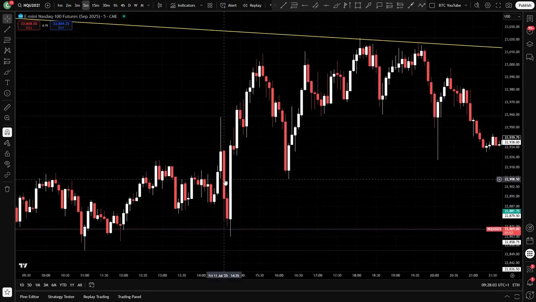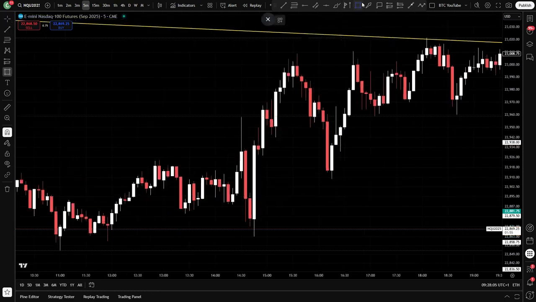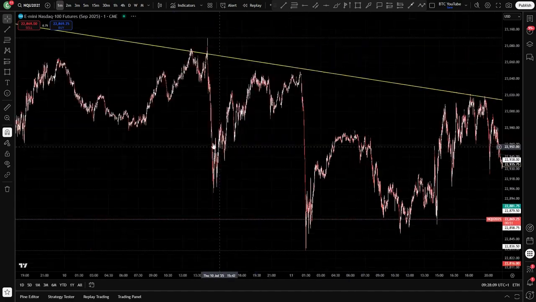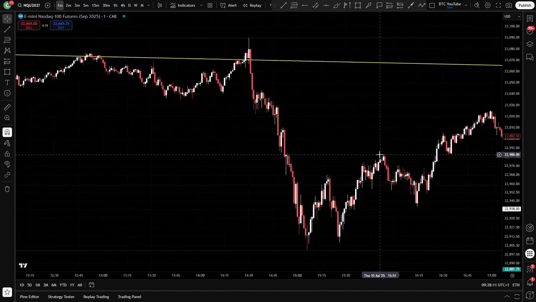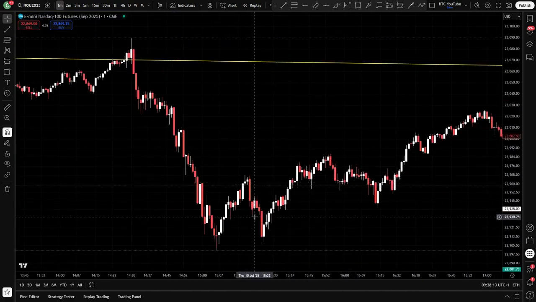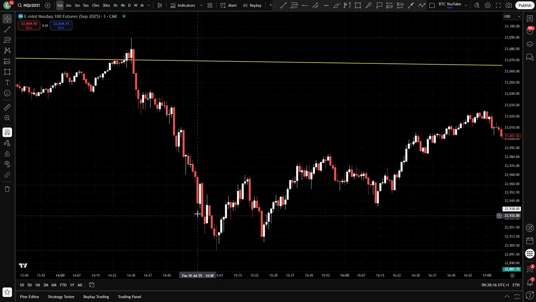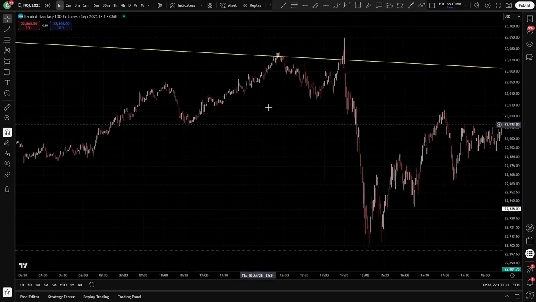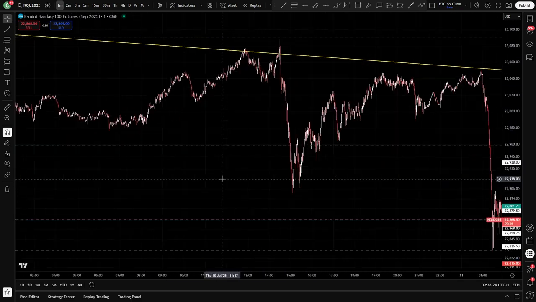What else have we got here? This was a potential one, wasn't it? I think this might have been a 1 minute that I took. Let me have a quick look here. Was this the one that was a break even? Yeah, this probably would have been a break even. This 1 minute here. Yeah, 1 for 1 break even. Obviously a massive move to the downside.